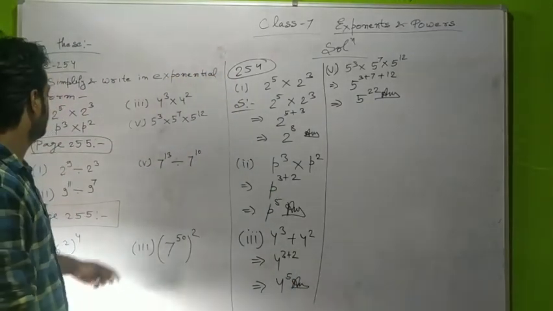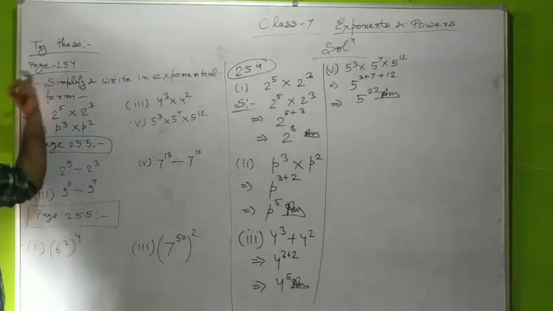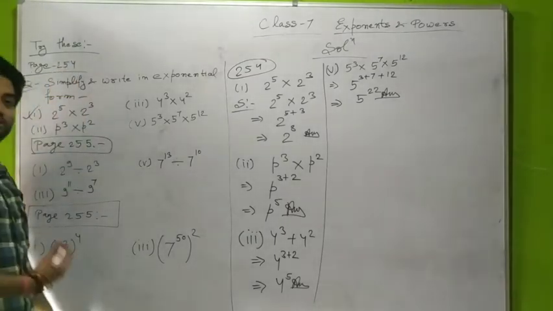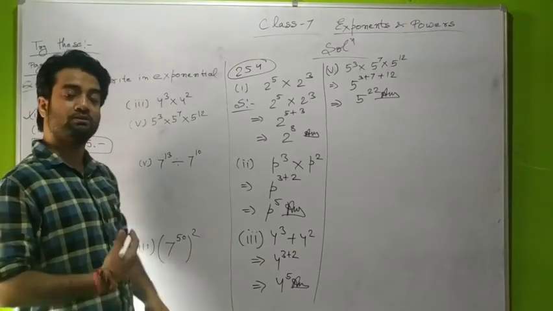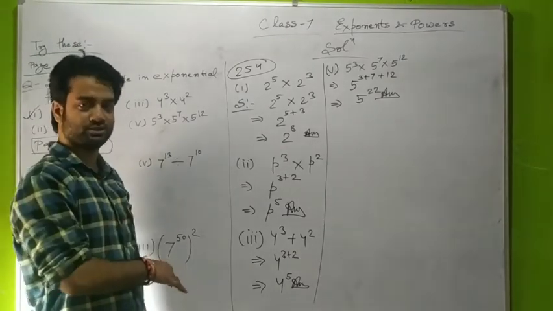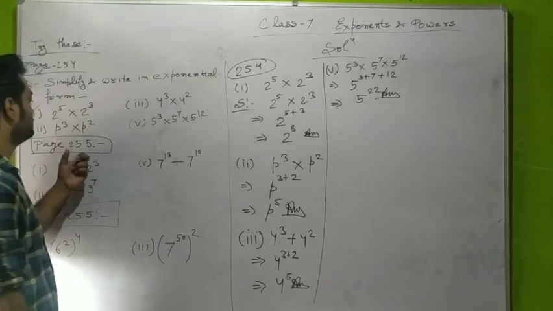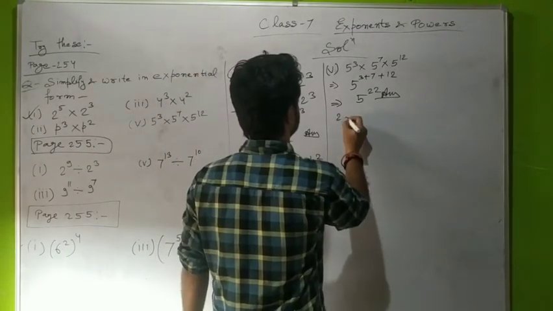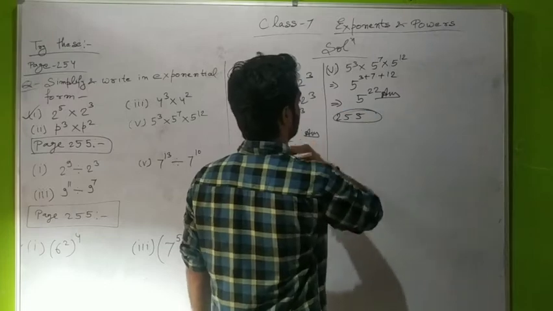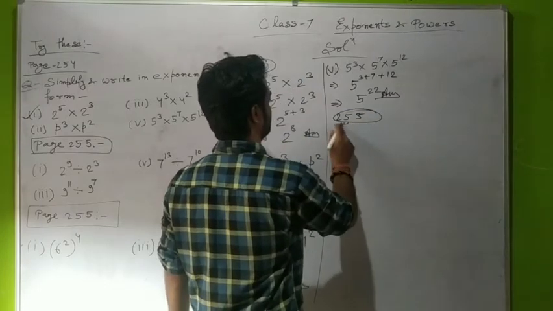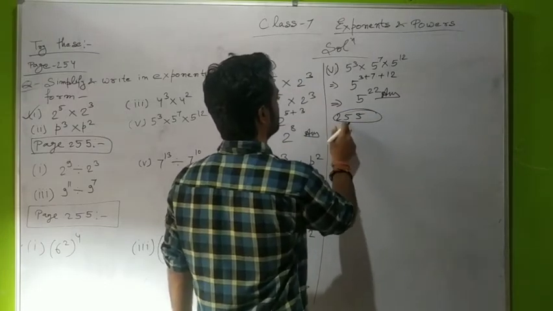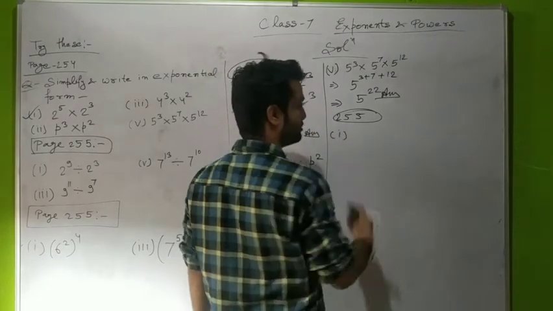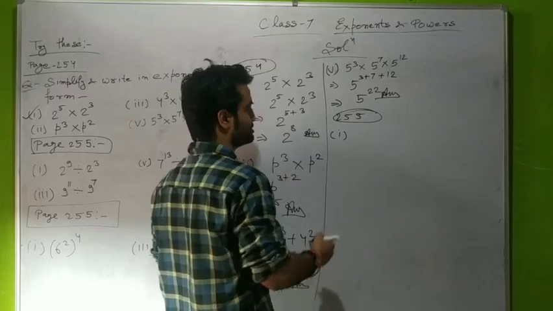Easy one. Now I hope you have understood the try these of page number 254. There are other questions in the try these also. Solve the other questions yourself. Now we are on page number 255. Try these questions. From here we will solve page 255 questions. On the top there is a box and some questions are given.